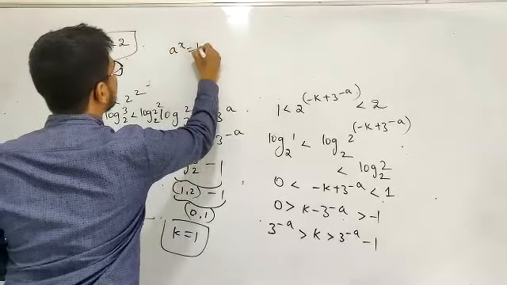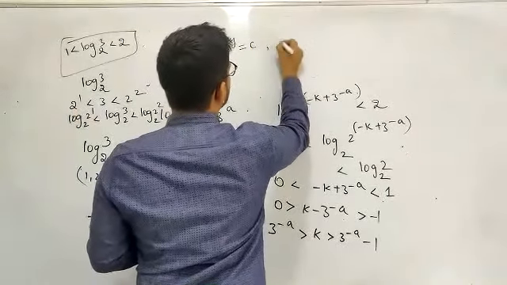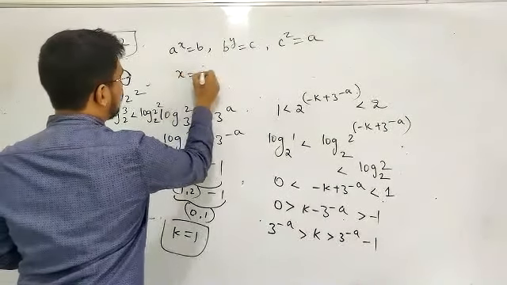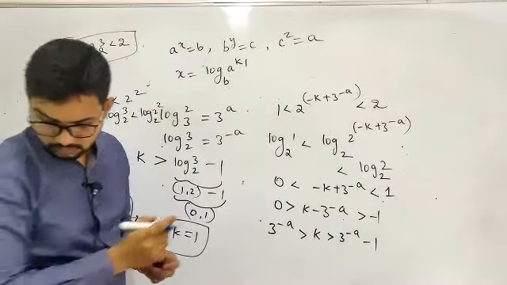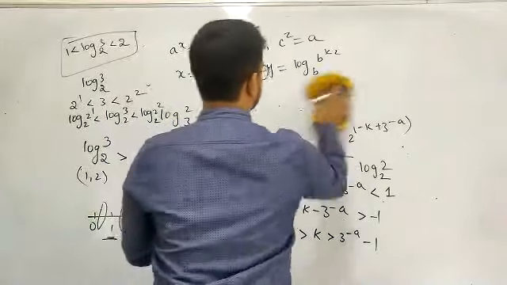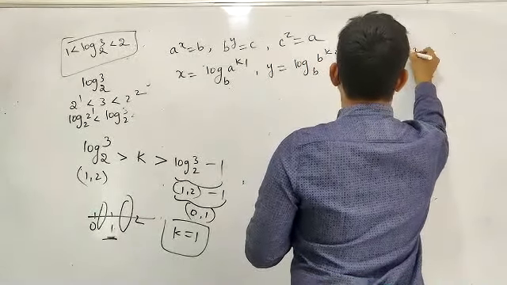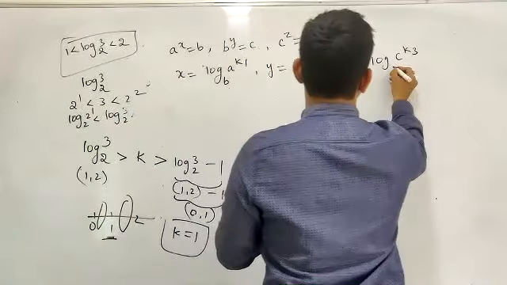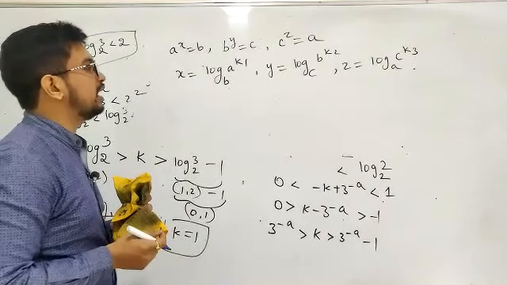If a power x is equal to b and b power y is equal to c and c power z is equal to a, and x is equal to log of a power k1 to the base b, and y is equal to log of b power k2 to the base c, and z is equal to log of c power k3 to the base a.